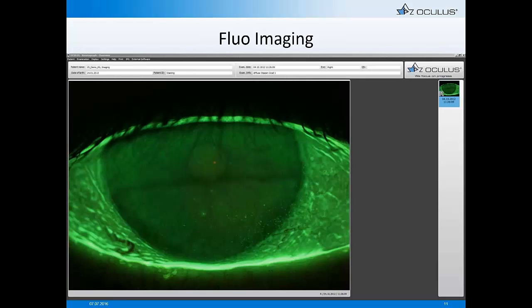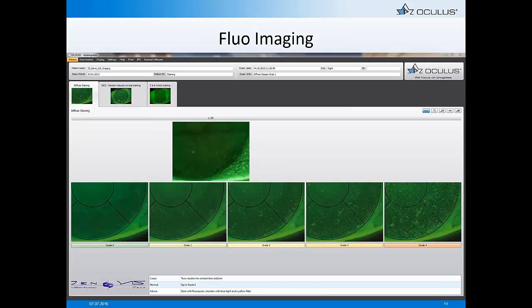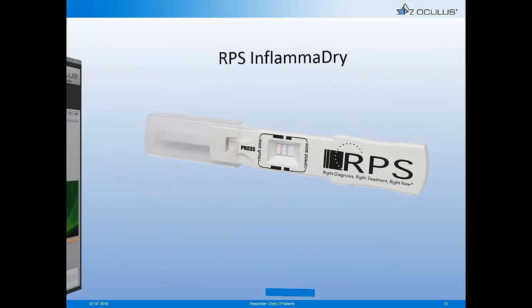So also with the fluo imaging, we do have a grading system. This is a manual grading system. So where you have the patient's image, and then we have a grading scale below, and then you can actually slide that picture along and it'll give you a score. So that's another benefit, is being able to maybe more accurately grade the staining pattern.